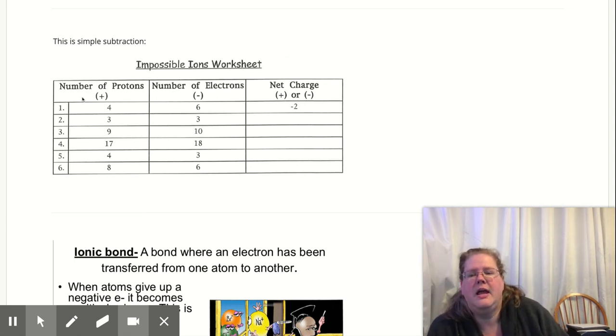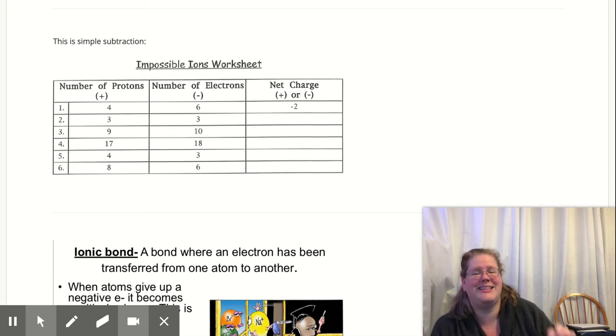This is simple subtraction. If I have 4 positive protons, but I have 6 negative electrons, what's my charge? Well, 4 minus 6 is negative 2. 3 positive protons, 3 negative electrons: 3 minus 3 is 0, or no charge. 9 positive protons, 10 negative electrons: 9 minus 10 is negative 1 charge. 17 positive protons minus 18 negative electrons is a 1 minus charge.